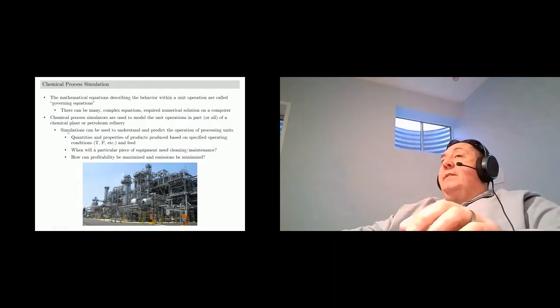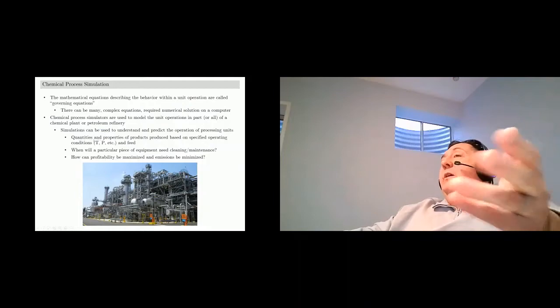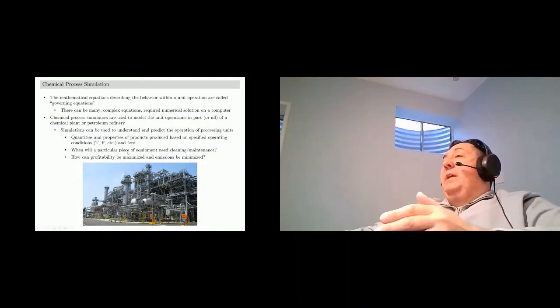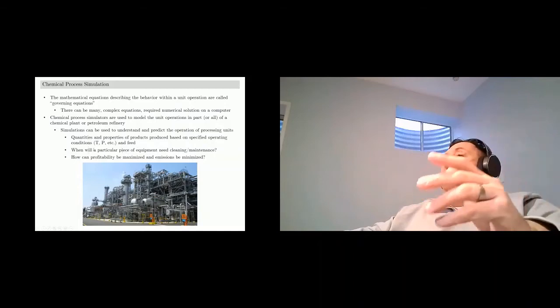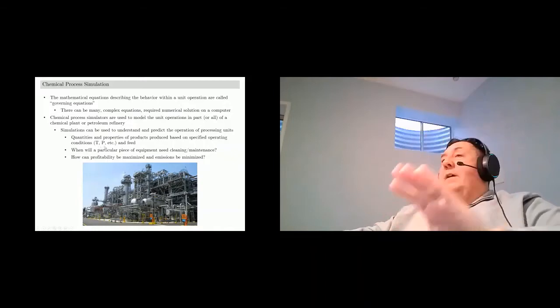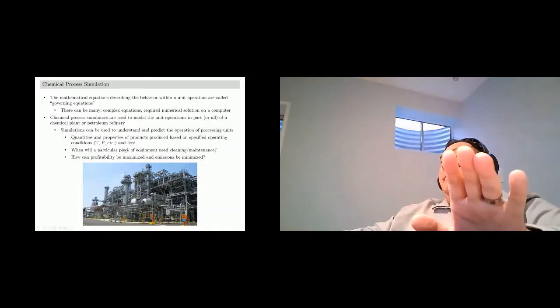So the simulations that we do can be used to determine what types and what qualities of products are going to be made based on certain operating conditions, such as temperatures, pressures, flow rates, reactor configurations, etc., and for a given type of feed.